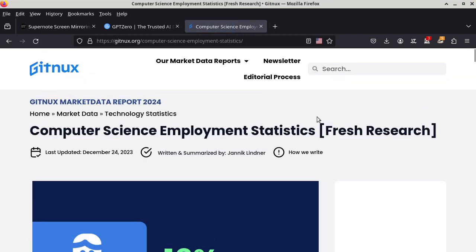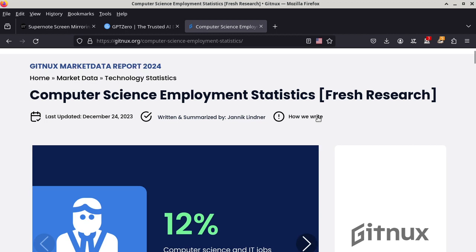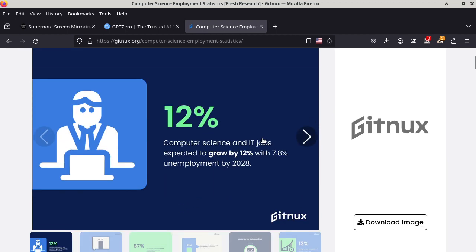Okay. So this one is interesting. It's really quite interesting. The computer science and IT job market is expected to grow by 12% with 7.8 unemployment by 2028. So a 12% growth in 4 years or so is high. This is a high growth area. And we know that already.